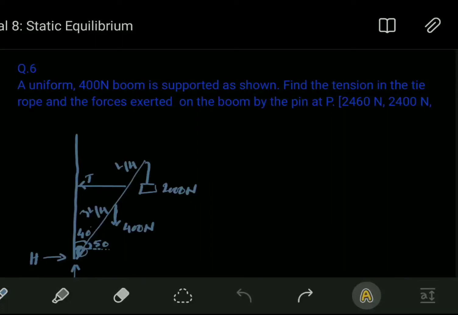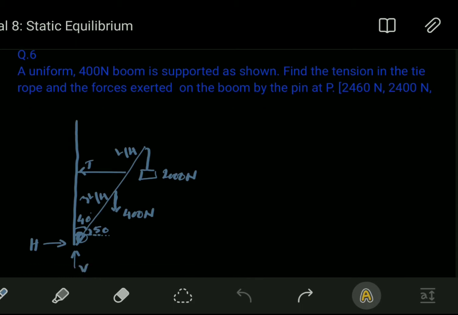Okay, so question 6, we have this system with a boom being supported as shown in the figure here. Now we want to find the tension T in the rope which is supporting this boom. We want to find the tension in that direction, and also the forces exerted on the boom by the pin, the forces V and H.